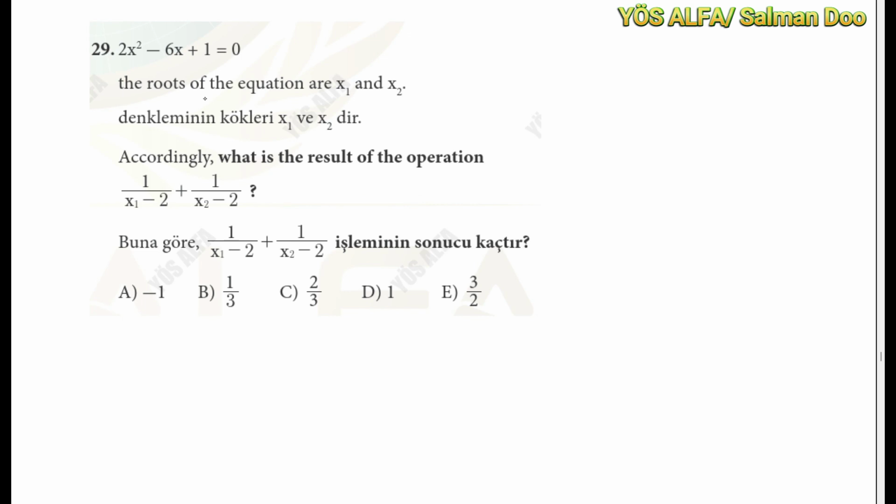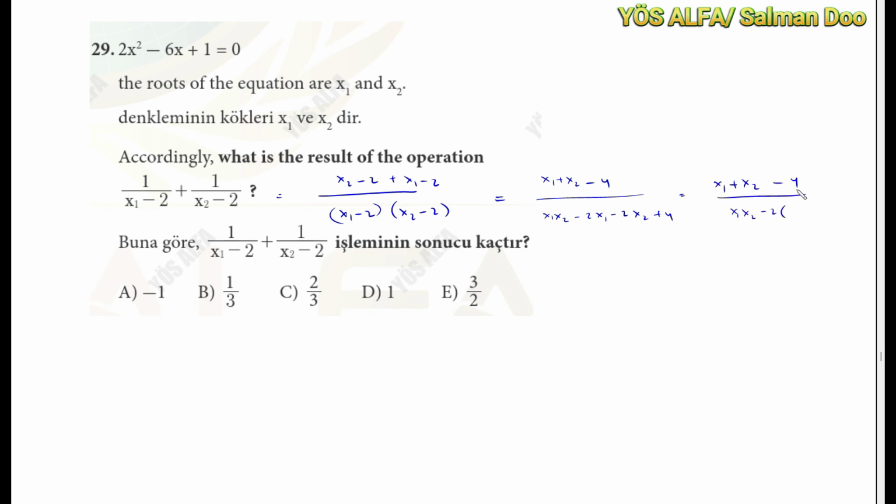Number 29. The roots of the equation are x1 and x2. Then this is asked. So this is going to be x1 minus 2, x2 minus 2 on the denominator, and we have x2 minus 2 plus x1 minus 2 on the numerator. Let's simplify this. We have x1 plus x2 minus 4 over x1 x2 minus 2x1 minus 2x2 plus 4. So we have x1 plus x2 minus 4 over x1 x2 minus 2 times x1 plus x2 plus 4. And let's say this equation is in this format.